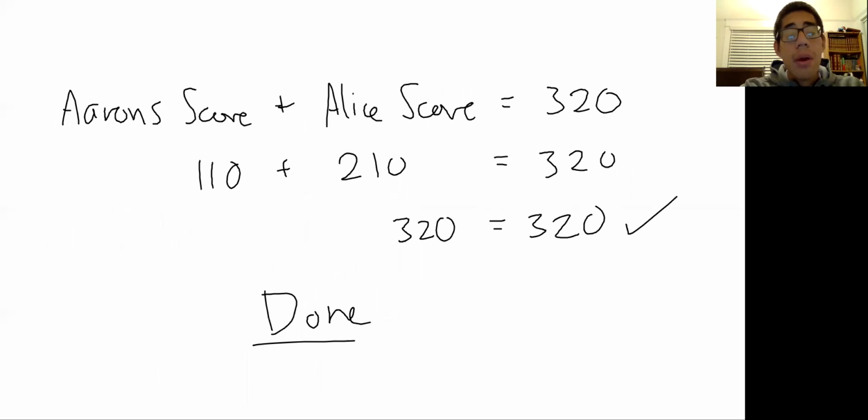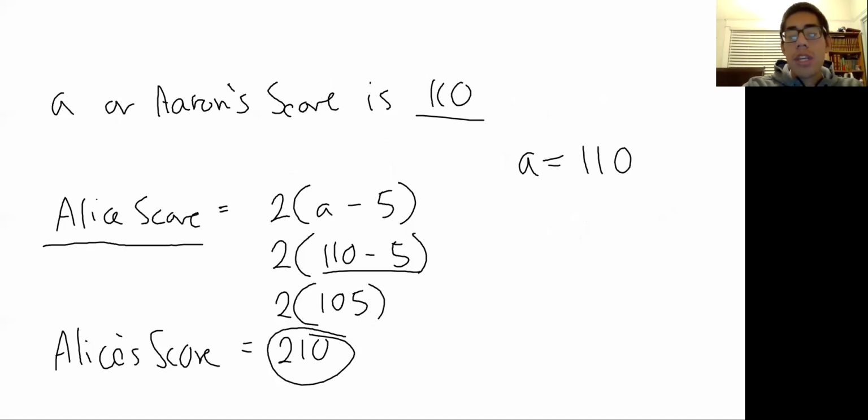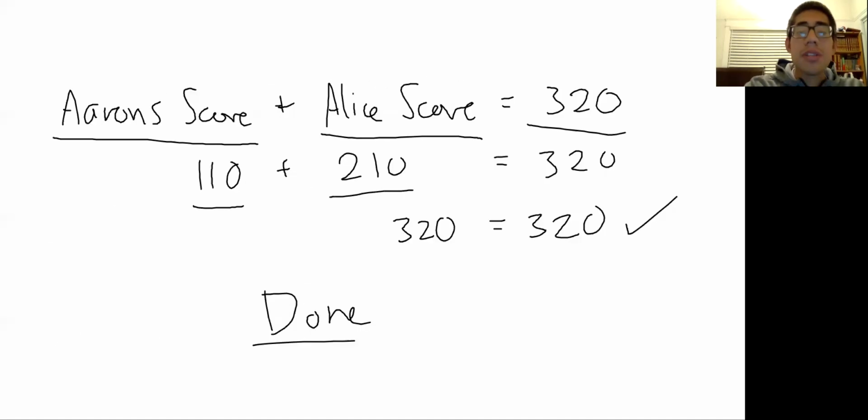So we know that because of the third equation, I don't know if you guys remember all the way back, go ahead and pause the video if you don't remember, but the third piece of information from the problem said that Aaron's score plus Alice's score has to equal 320. Well, we figured out that Aaron's score is 110. We just found out from the previous one, if we go back here, right? We just found out that Alice's score is 210.